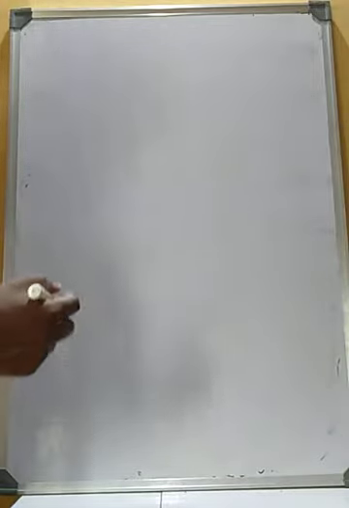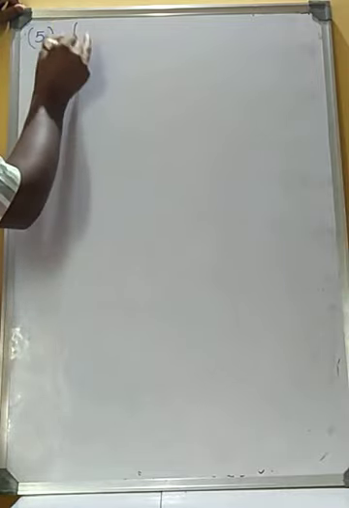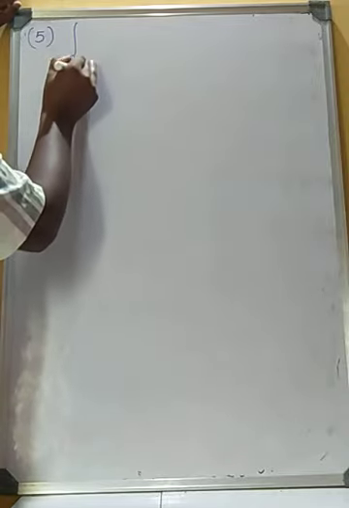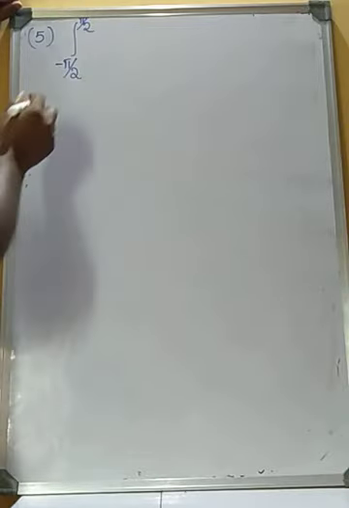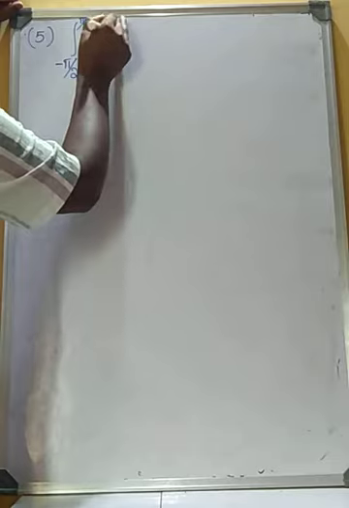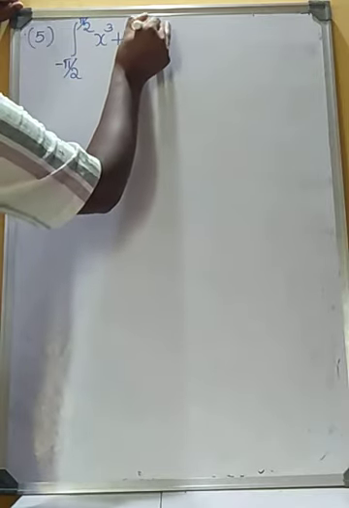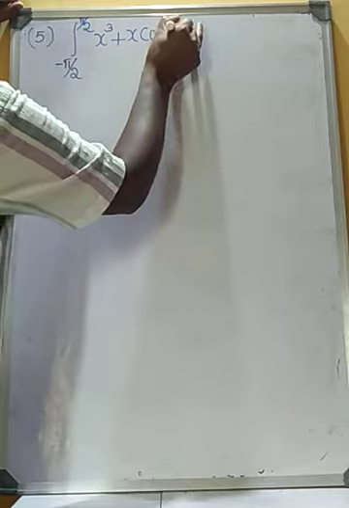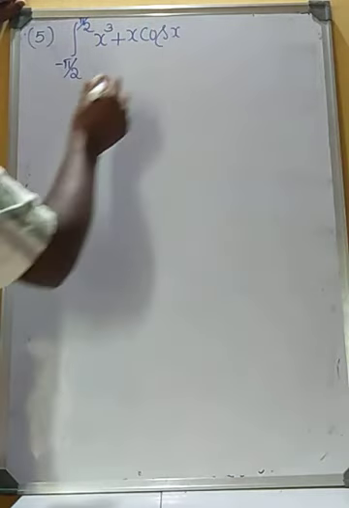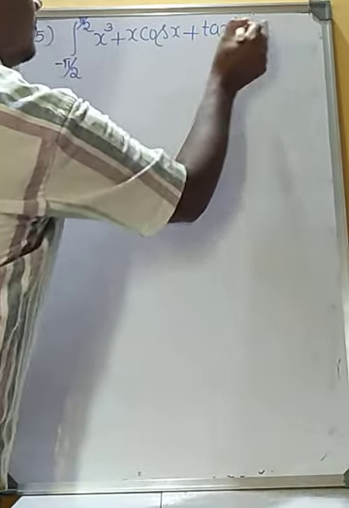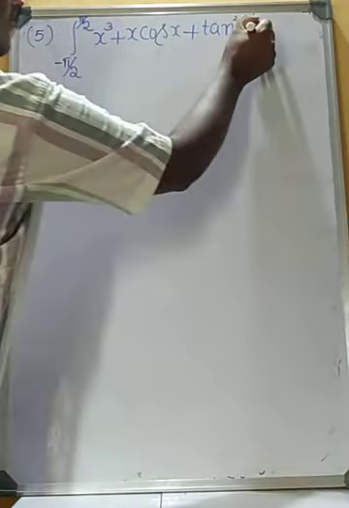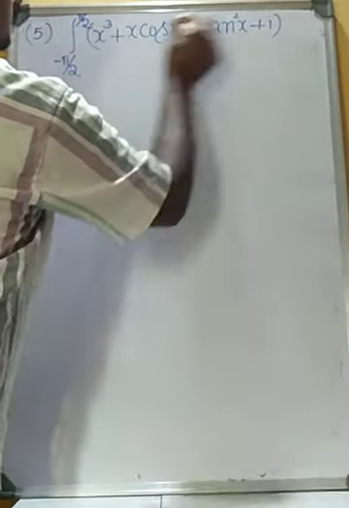So one more example, example 5: integral from minus pi by 2 to plus pi by 2 of x cube plus x cos x plus tan square x plus 1, into dx.